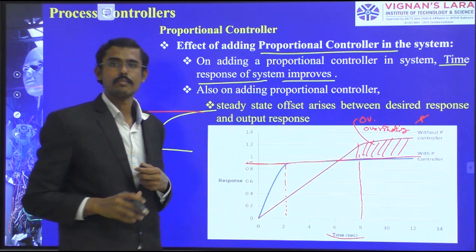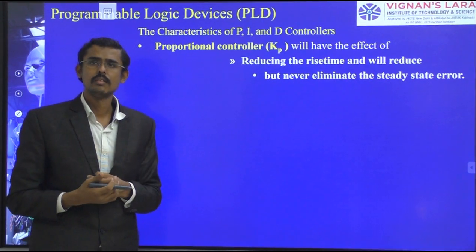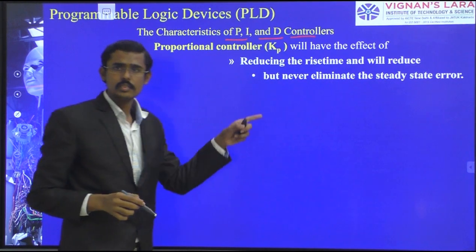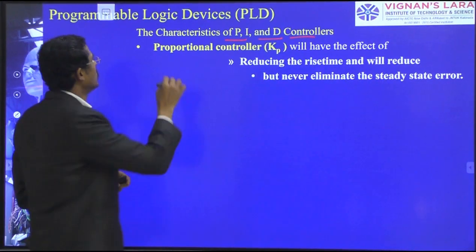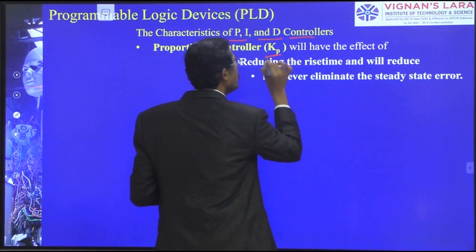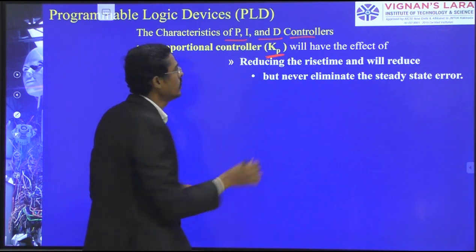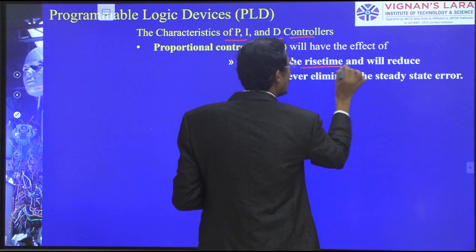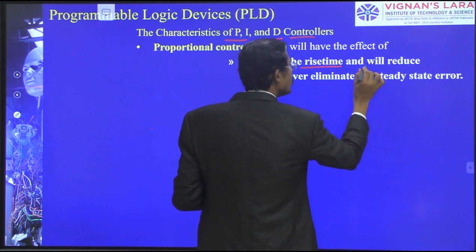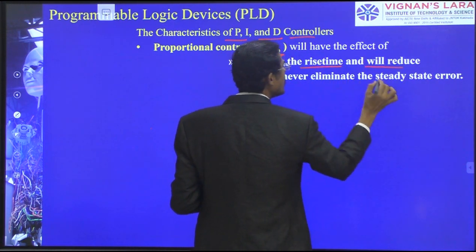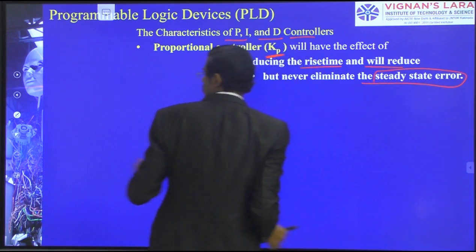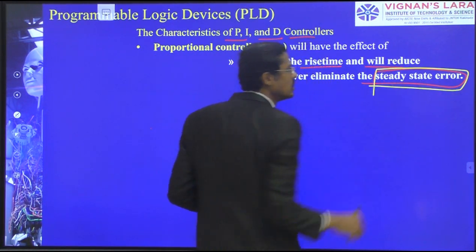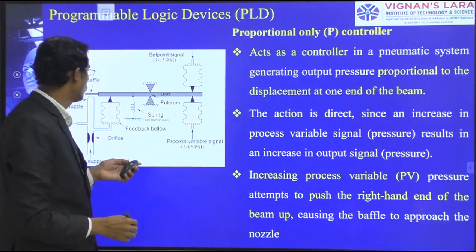Now, this is one point. The second one, the characteristics of P, I and D. This is what we have seen. The proportional controller Kp, the constant we have used, will have the effect of reducing the rise time, but it will never eliminate the steady state error. This steady state error we have seen now. It never removes the steady state error. So that is what we have understood.